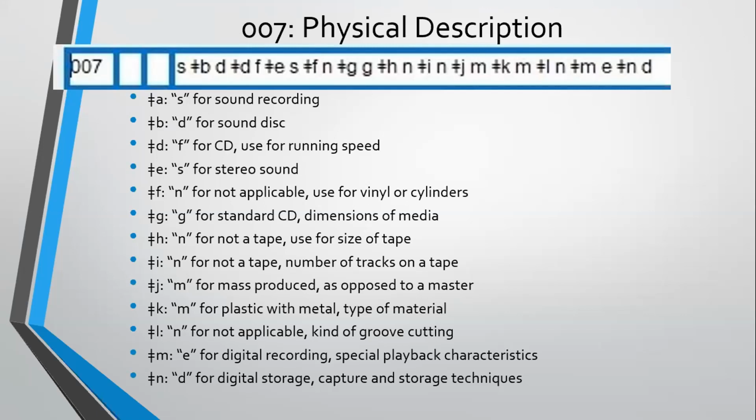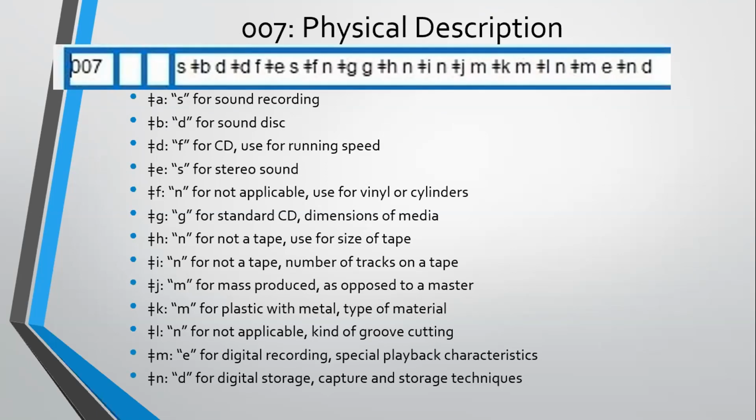Okay, E is configuration of playback channels. S is for stereo sound. You might also have M for mono. If this is not specified anywhere on your resource and you don't know, you can also say that. That's always safer than making a guess. If you're using a record that's already been created, keep in mind though that you will have separate bib records for different formats here. So there will be a separate record for a stereo version versus a mono version if both of those exist.